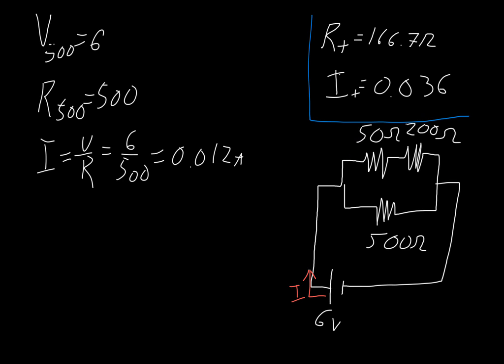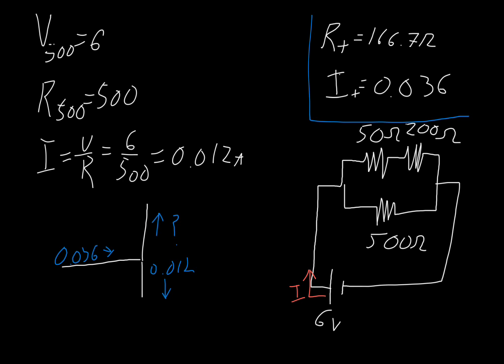But how do we know how much voltage drops over our first resistor compared to our second resistor? Let's take a look at our current. We know that the incoming current is going to be 0.036 right here, but then it splits. Some of it goes up, some of it goes down. So let's draw what this is going to look like. So we have 0.036 amps in. We know 0.012 goes down, so what goes up?